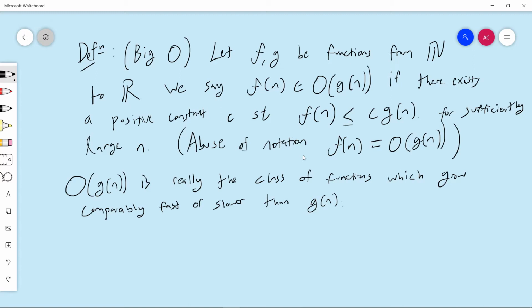So yeah, that's that. Here's another one. When you see this comparably fast or slower, you should kind of think in your head like greater than or equal to, right? It's sort of like greater than or equal to, but not with respect to the amounts, but instead with respect to growth rates. Now, I would be remiss to define big O notation if I didn't also define little o notation. So again, f and g as before.